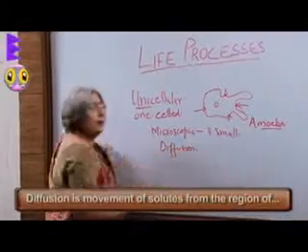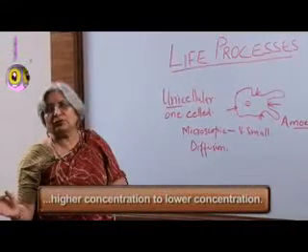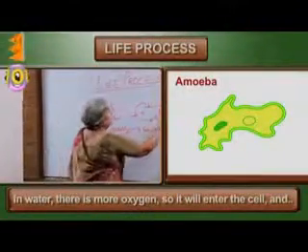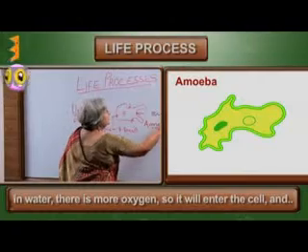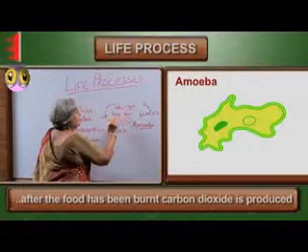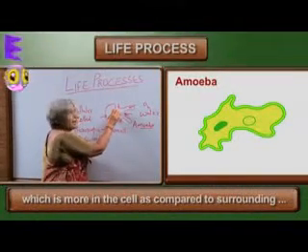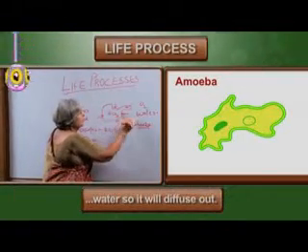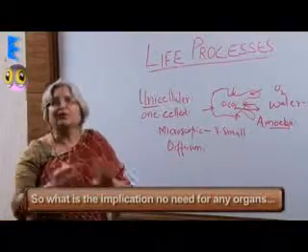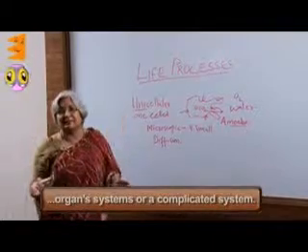Diffusion is the movement of solutes from the region of higher concentration to lower concentration. That is, in water, say here, there is more oxygen, so it will enter the cell, and after the food has been burnt, carbon dioxide is produced, which is more in the cell as compared to the surrounding water, so it will diffuse out. So, what is the implication? No need for any organs, organ systems or a complicated system.